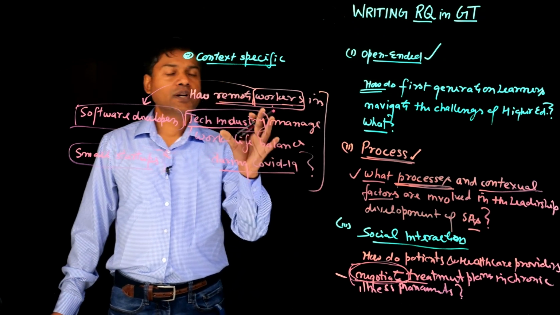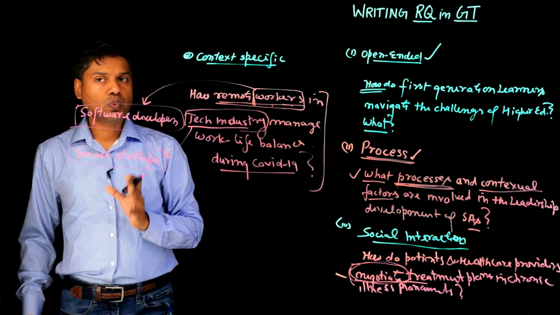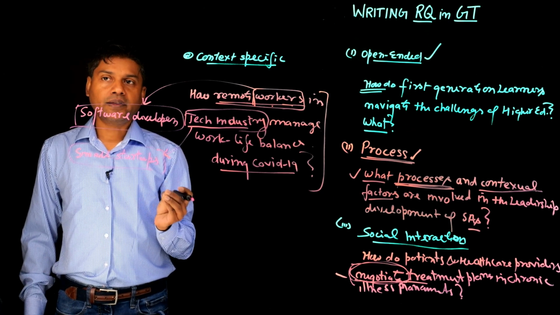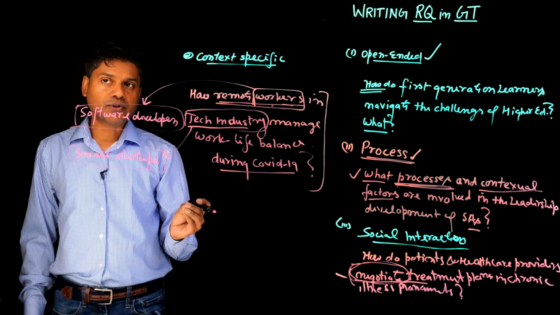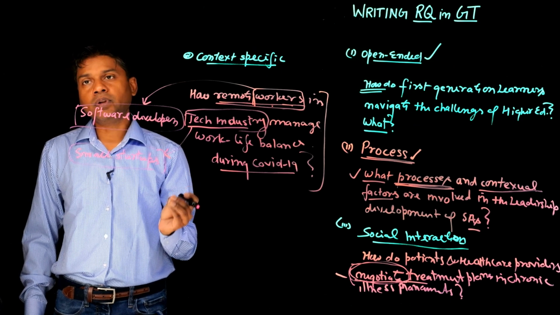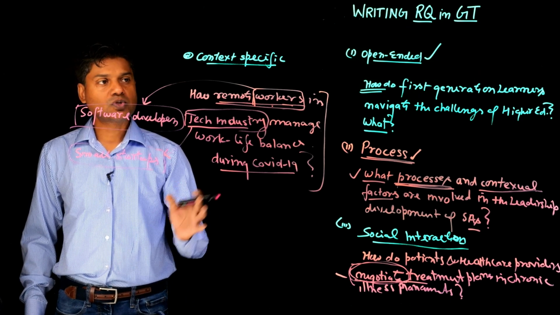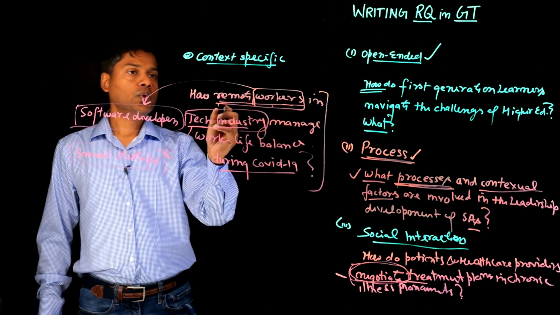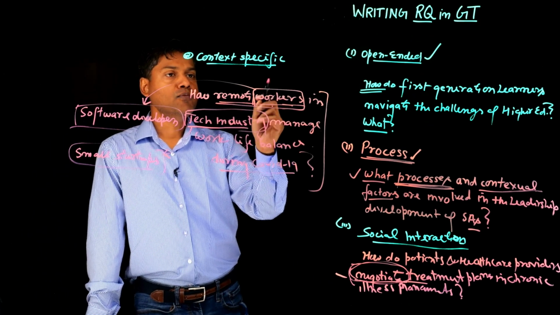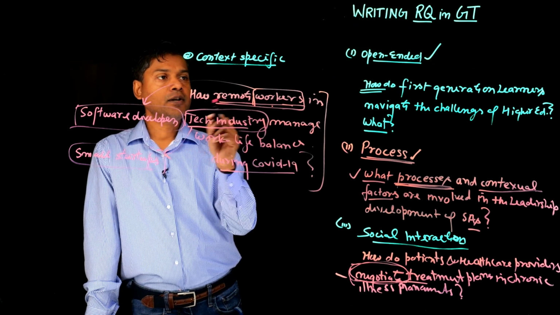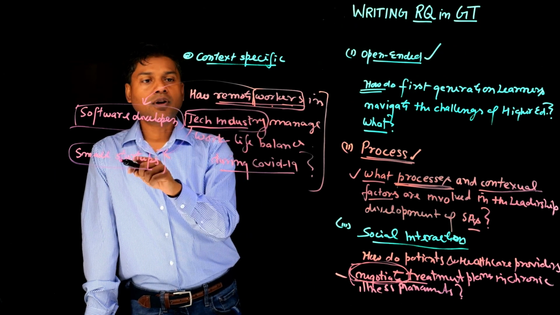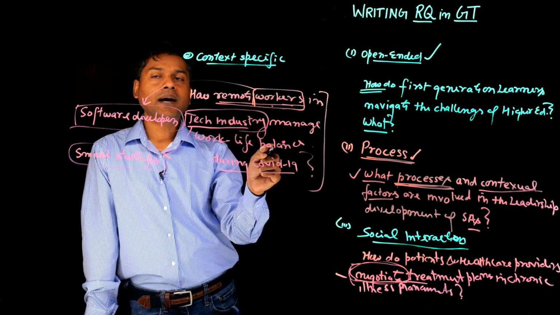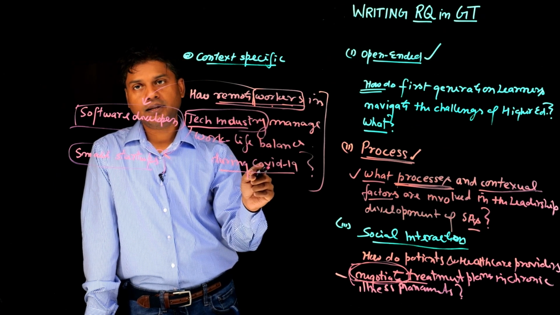So that's what it means, that when you write your questions in grounded theory, make sure they give context. They provide enough contextual information when somebody is reading your research question. So I can rewrite this question as, how do remote software developers working in small startup companies manage their work-life balance during COVID-19?